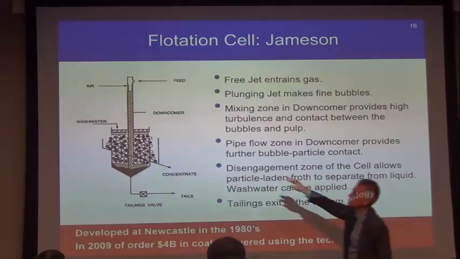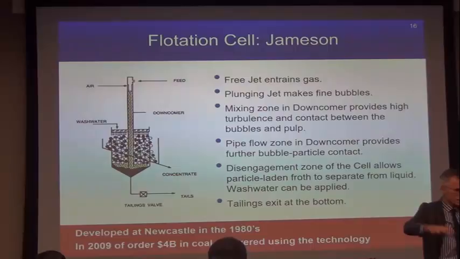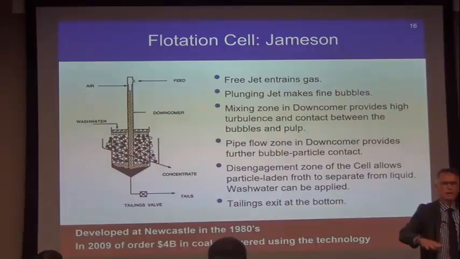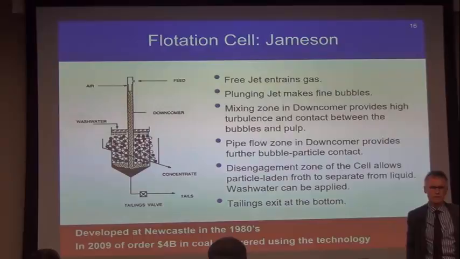If you produce very fine bubbles, you can have volume fractions of over 50% in there. If you have smaller bubbles, they'll get carried down much more easily. So there's no limitation of bubble size. High volume fraction of gas, so you're getting very good recovery. And I think, at latest count, the Jamison cell has recovered something like $35 billion worth of product.